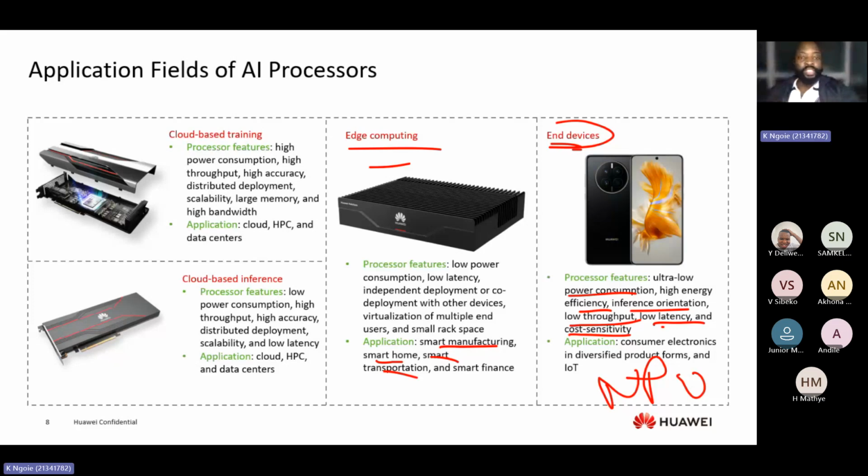We also have it in smart finance. In smart finance, we'll use AI to help us with fraud detection, stock prediction, and algorithmic trading. That's how AI can work with all these processes in finance.